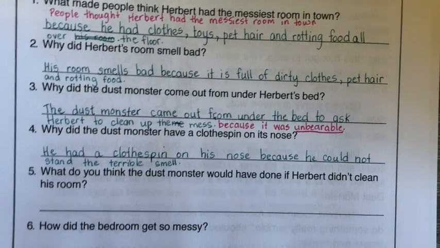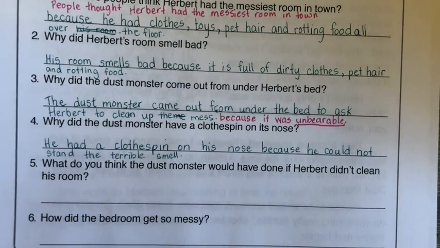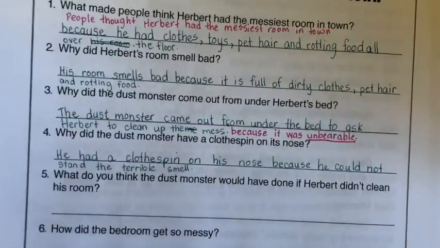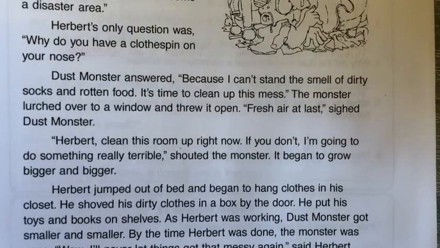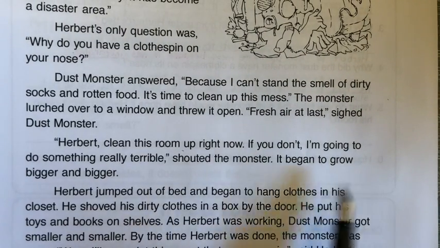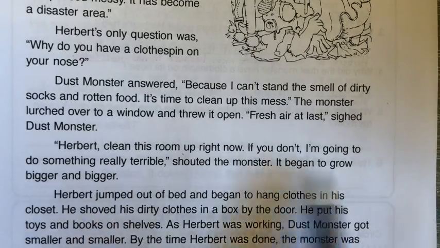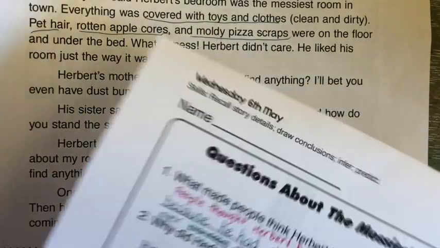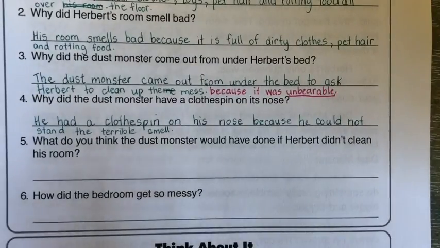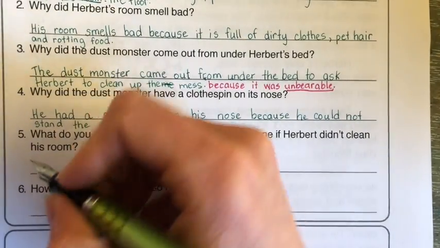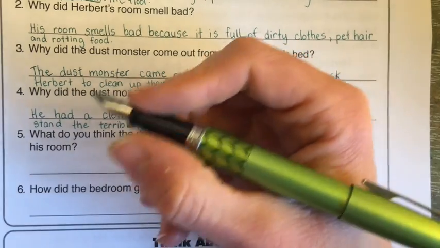Now, what do you think the dust monster would have done if Herbert didn't clean his room? So he started to do it. He says, I'm going to do something. If you don't clean up this room, I'm going to begin to do something really terrible. It began to grow bigger and bigger. So make a prediction. What do you think would happen if he didn't clean up his room? Well, the dust monster would grow bigger and bigger. Maybe it might take over his whole room.